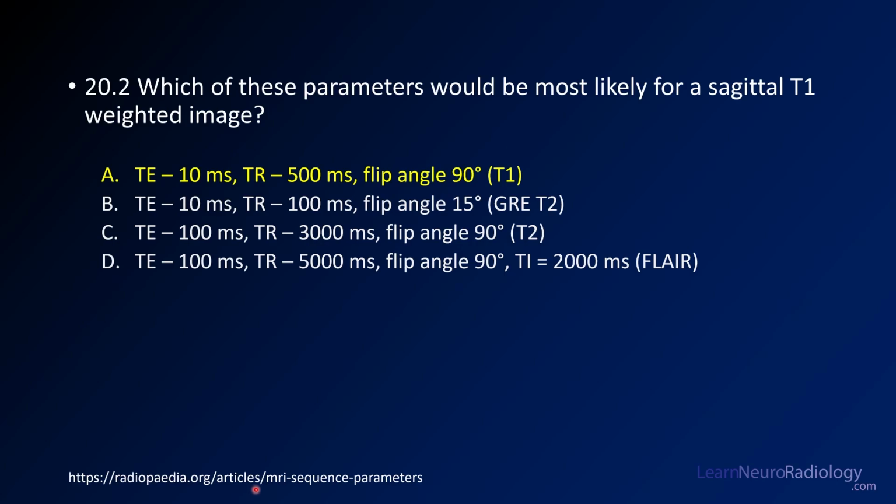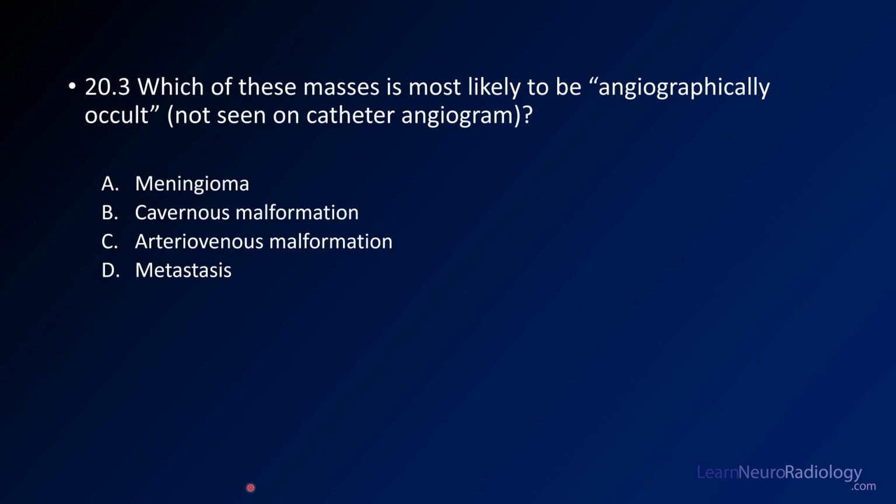Your third question is, which of these masses is most likely to be angiographically occult? Is that a meningioma, a cavernous malformation or cavernoma, an AV malformation, or a metastasis?